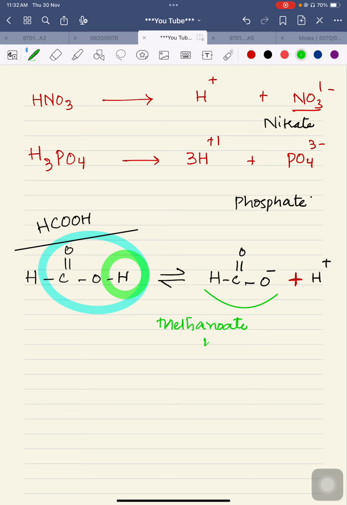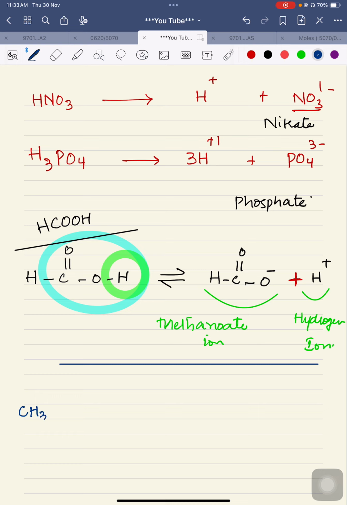Methanoate ion, whereas the other part is called the hydrogen ion. So it is just a hydrogen ion, just like the previous one. Deliberately I'm writing so that you may have a clear idea about that. Let me write down one other example, and that is for ethanoic acid.